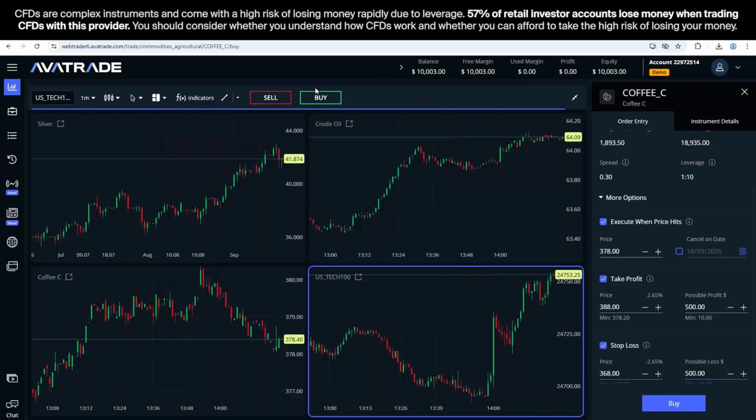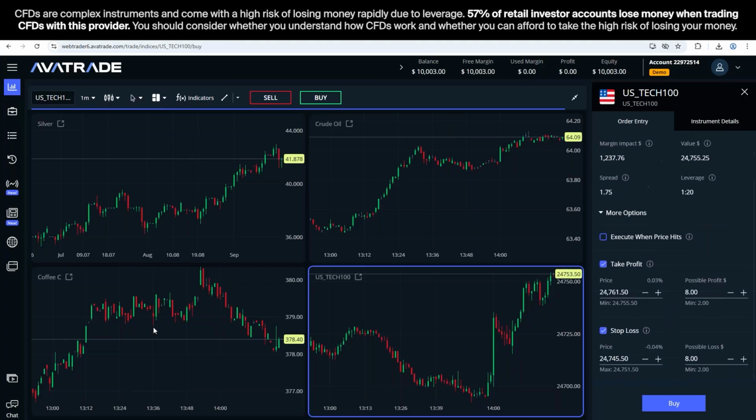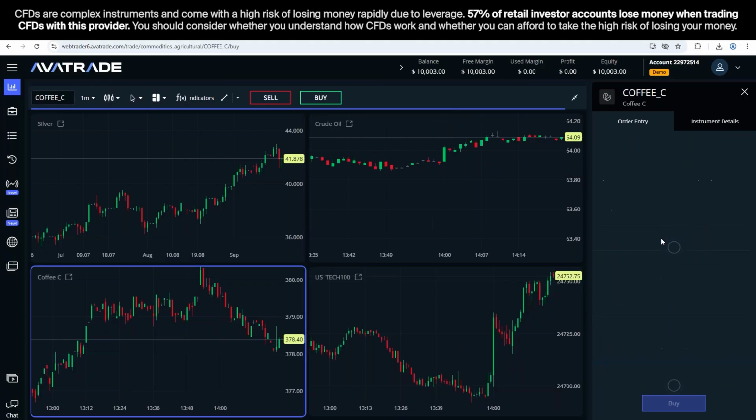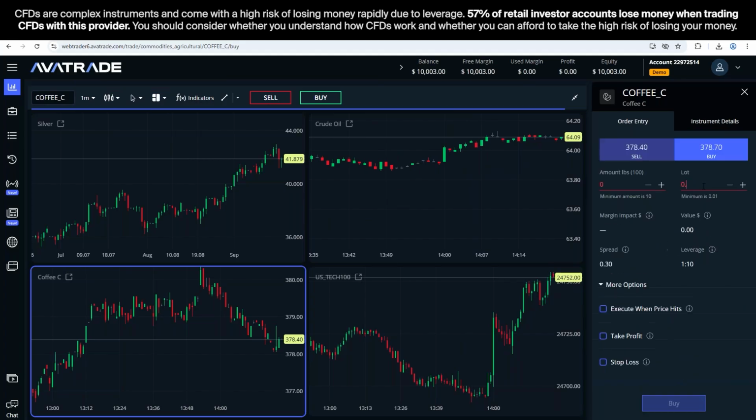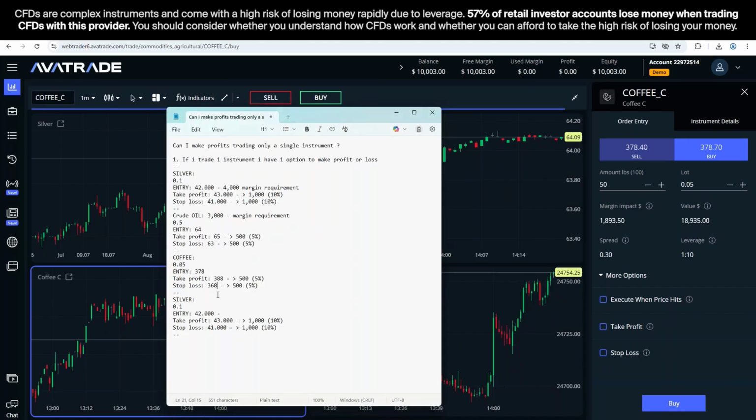And lastly, we've got NASDAQ. We'll click on buy. We'll keep it as 0.01. Oh, we didn't write the margin requirement for coffee, so we're going to try and do it like this, which is 1.8. Okay, this is the margin requirement. We'll place it next to the entry as we did with the previous.